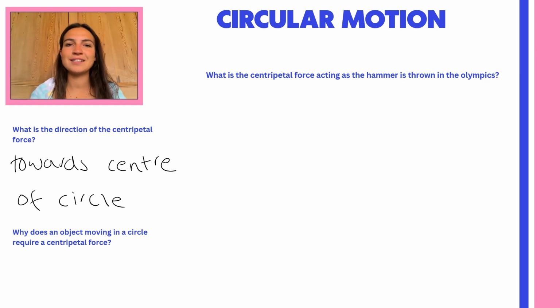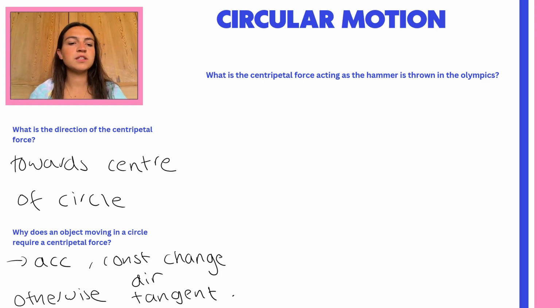And since acceleration is actually to do with the rate of change of velocity, and velocity is a vector quantity which involves direction, if my object keeps changing direction, it is accelerating. So I've written here, acceleration, constant change of direction. Basically, what would happen to my object otherwise, if there were not a centripetal force acting on it, is that it wouldn't continue in a circle and it would just fly off at a tangent.